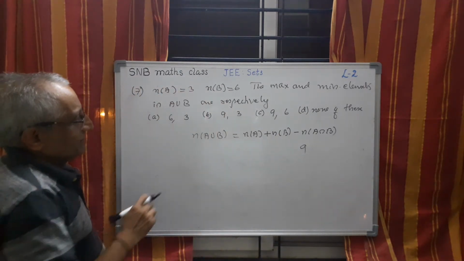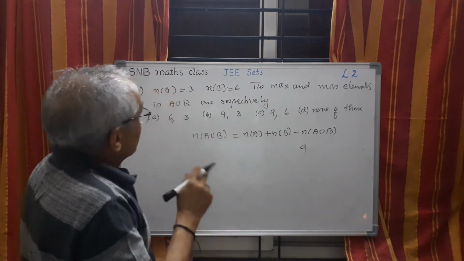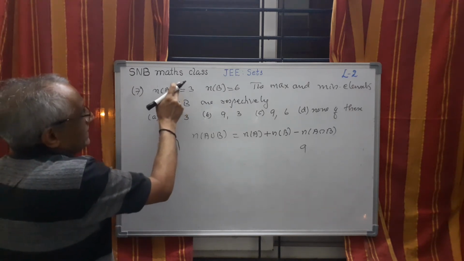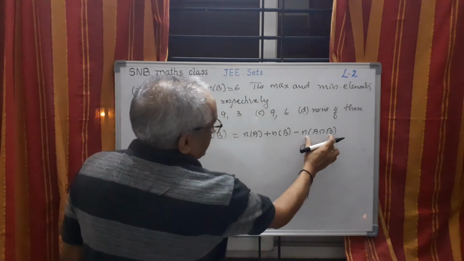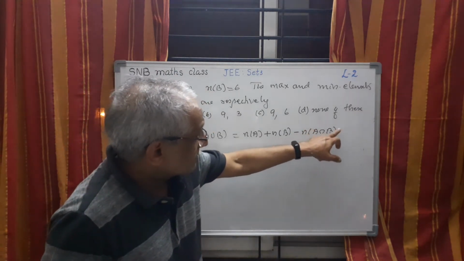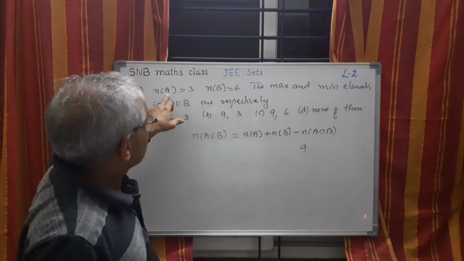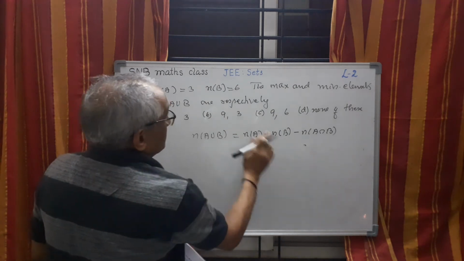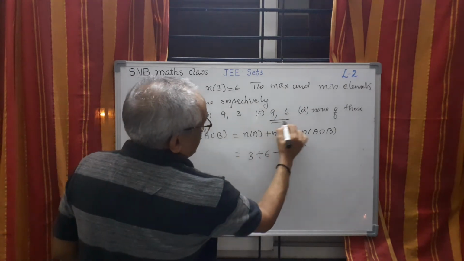Now, there is a problem. Among B and C, one is correct. Next, what is the minimum? If the minimum should occur, all the elements of A should be in B. That will be the minimum, because in that case, this will contain 3 elements. So this should be maximum. And remember, number of A intersection B will be maximum if it is equal to number of A, because A is the smallest set. A is a subset of B. Once again, number of A intersection B will be equal to number of A. So the minimum will correspond to 3 plus 6 minus 3 once again. So this is the option.